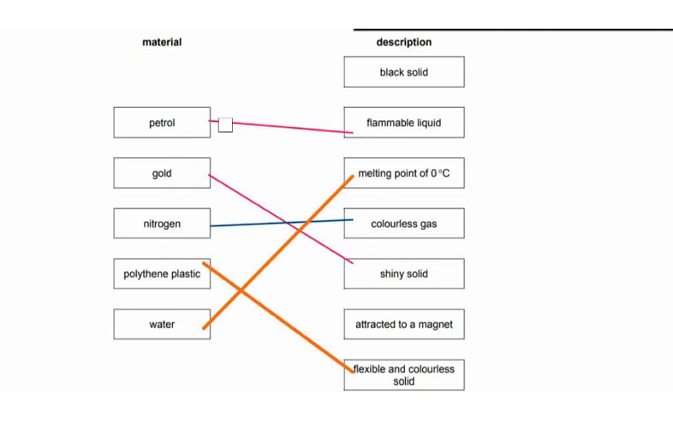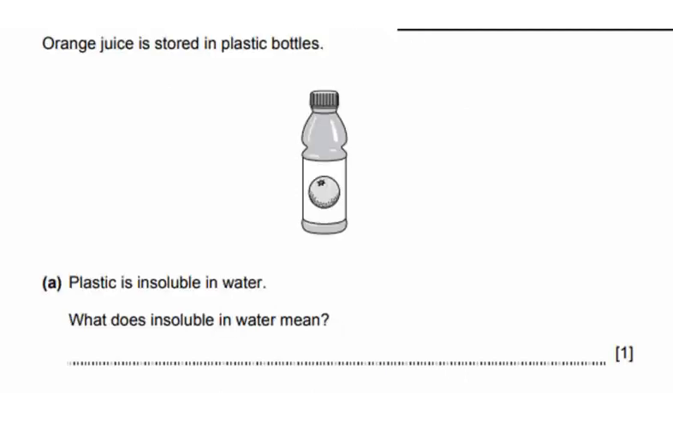Here is the answer. Petrol is a flammable liquid, gold is a shiny solid, nitrogen is a colorless gas, polythene plastic is a flexible and colorless solid, water has a melting point of 0 degrees Celsius. Next question. Orange juice is stored in plastic bottles. Plastic is insoluble in water. What does this insoluble in water mean? 10 seconds from now.